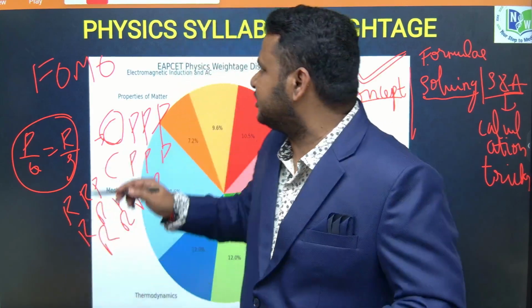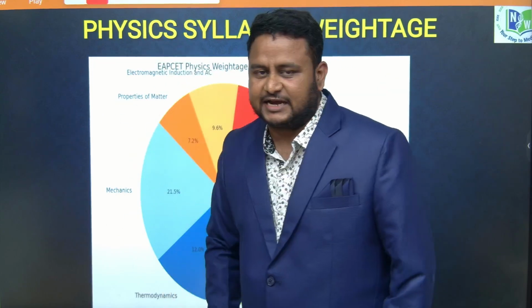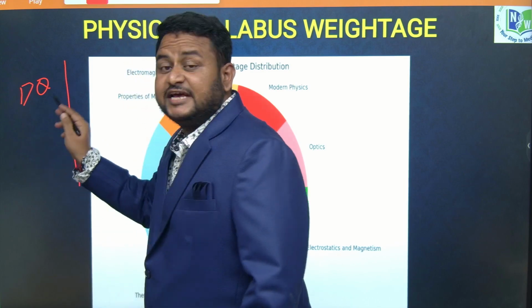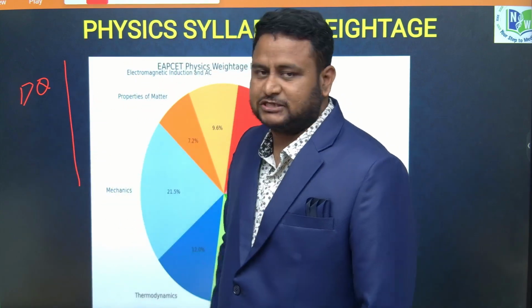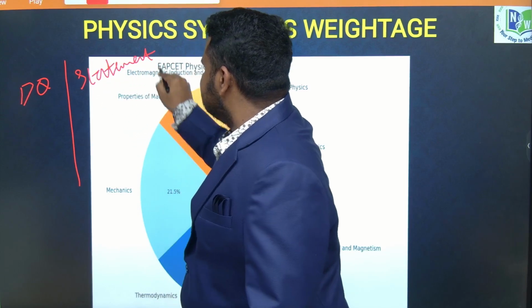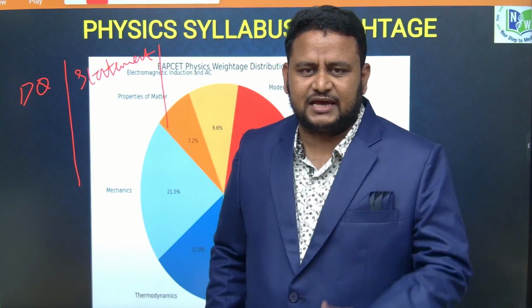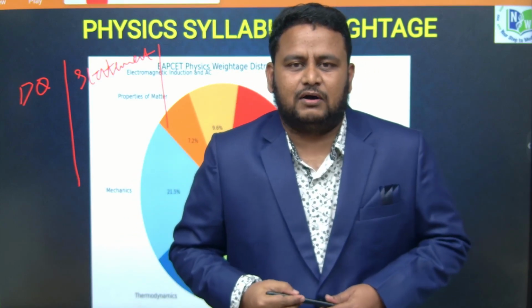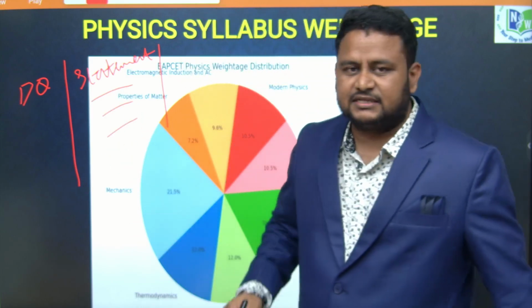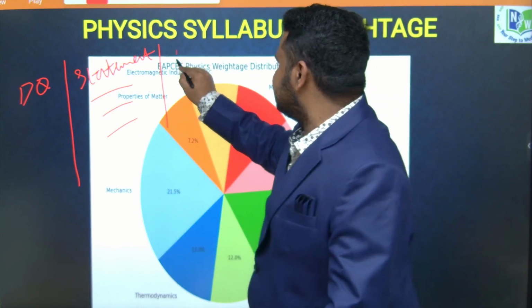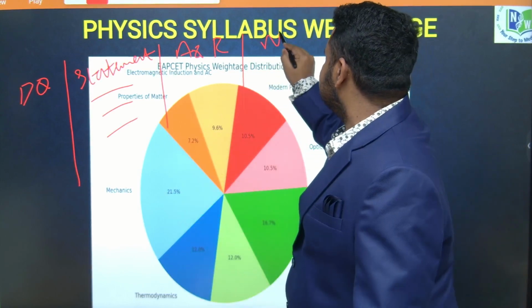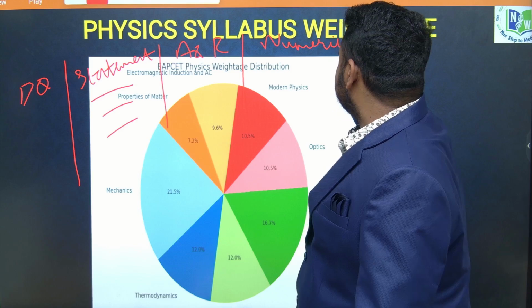Got it, friends? Another thing is, when it comes to physics, the types of questions they ask. One is direct questions, which are theory based questions. Next is statement based. Statement based means they may ask a question like, which of the following statements about a PN junction diode is wrong? Another is assertion and reasoning questions. These are the types of questions they can ask, and they can also ask numericals.